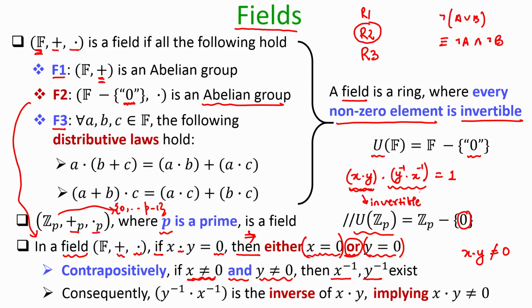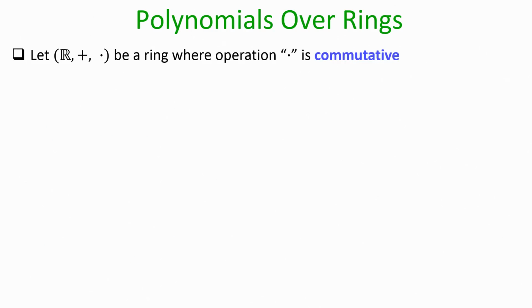That means, I can say that the element x dot y is invertible, and if the element x dot y is invertible, then from the field axiom F2 we can conclude that the element x dot y was not a 0 element. And that shows that whatever we claimed here is correct.